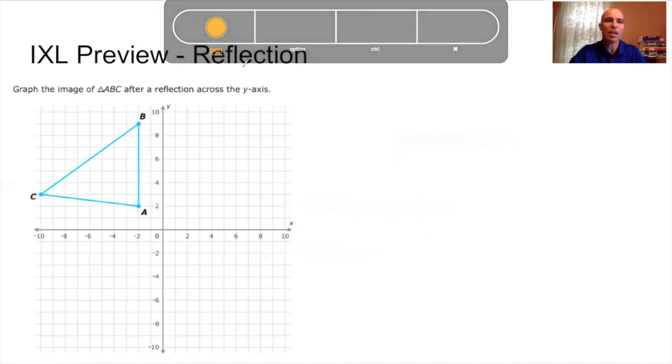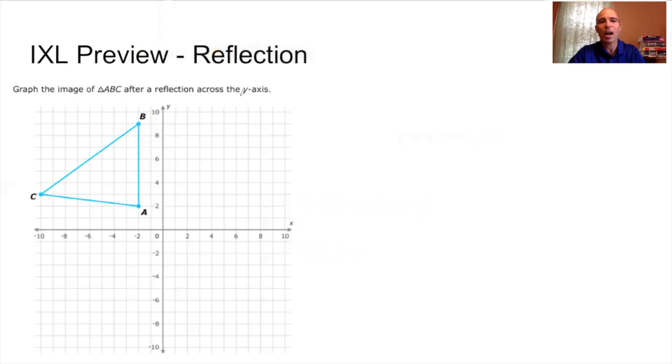Okay, now IXL, you asked it to reflect. Now, an important thing here, reflected about the y-axis or across the y-axis. So my new B, if it was 2 units away, the new B is going to be 2 units away. A is 2 units away, same thing, 2 units away. C is going to be, I guess, 10 units away. Okay, right, there we go.